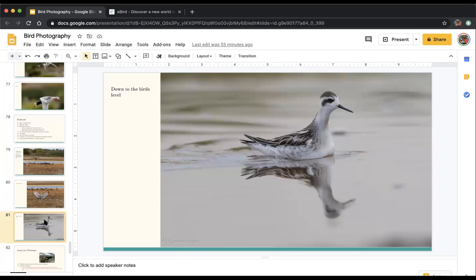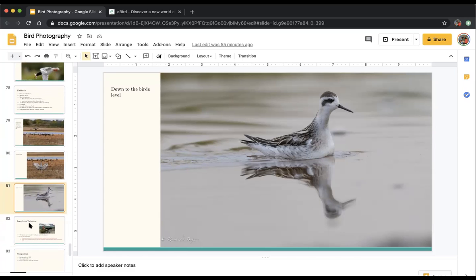This is an example from a lagoon near the beach. I was able to lie down on the sand and literally get eye level with the bird. And that changes the perspective and how it looks.